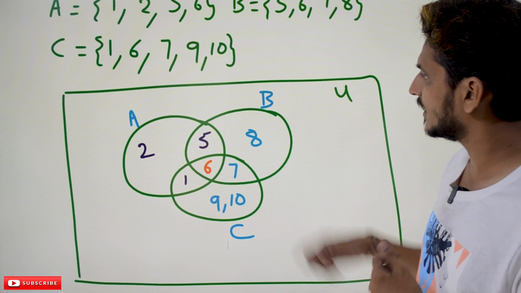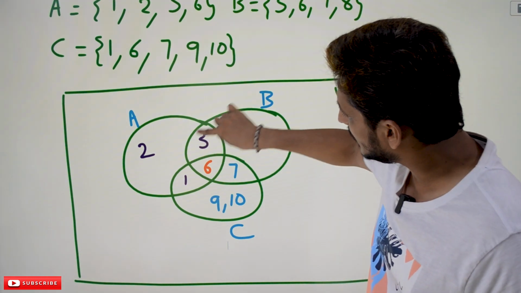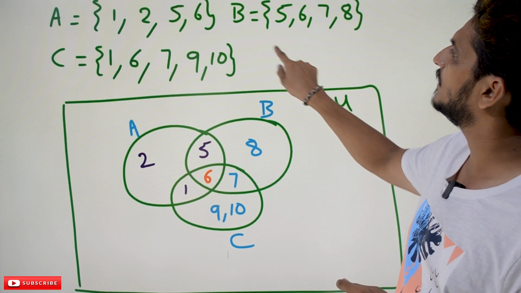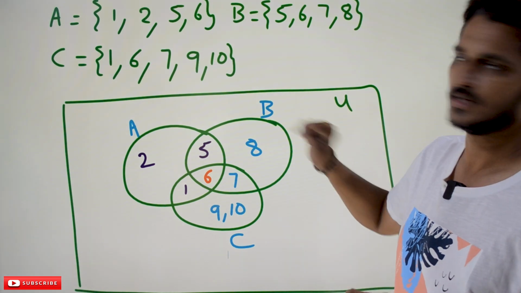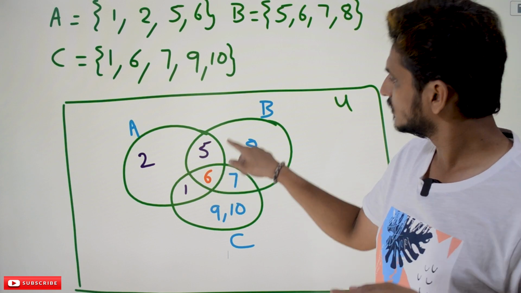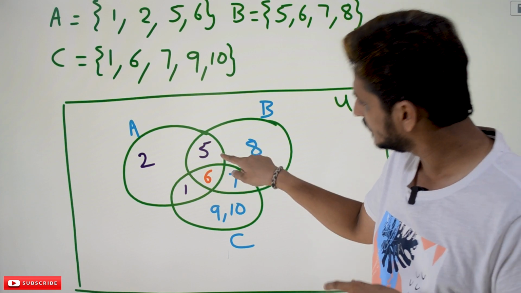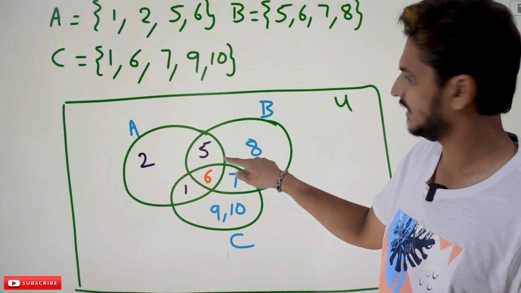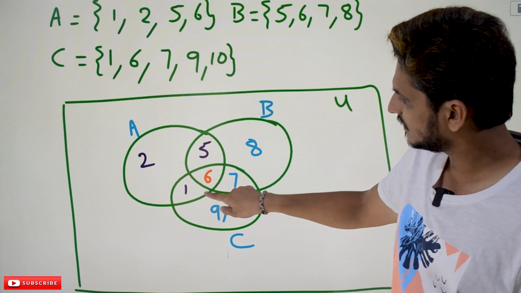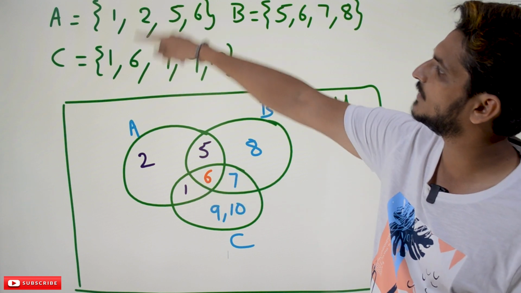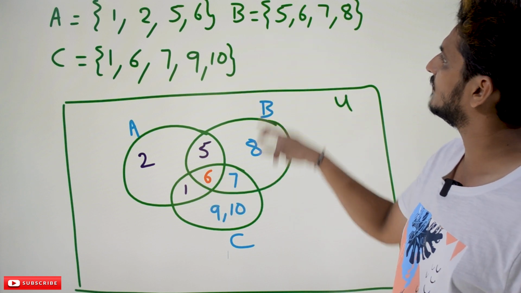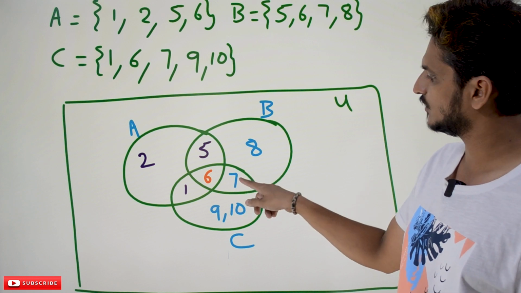What is the common space for only A and B? This is the common space for A and B. What are the common elements present in A and B? 5. 6 is also there, but we have mentioned that in the common space of all the sets. So there we mention 5. What is the common space for A and C? This is the common space for A and C. The common element for A and C is 1. And the common element for B and C is 7. So this is the common space for B and C, and there we mention 7.